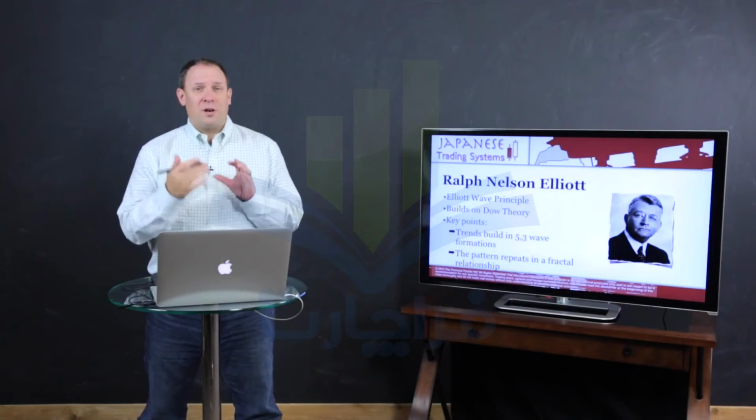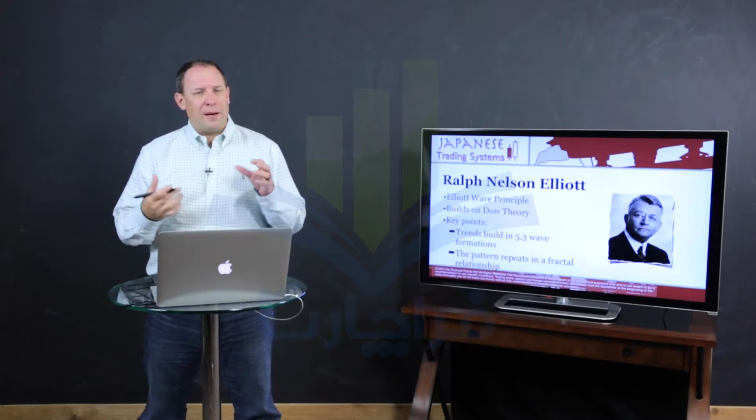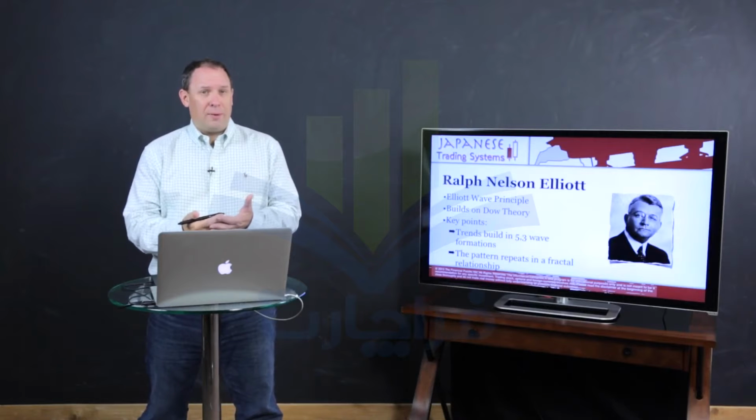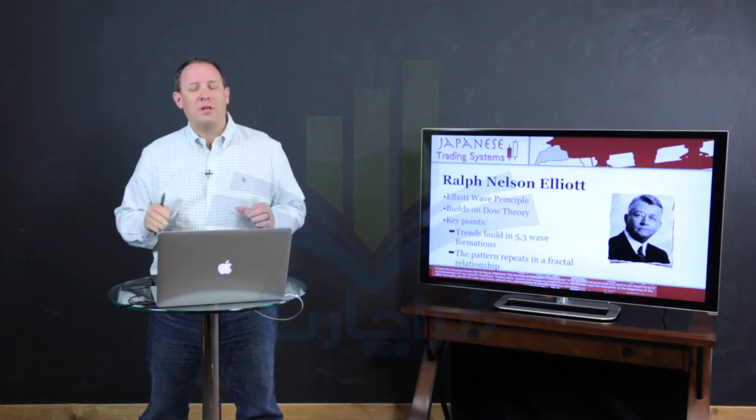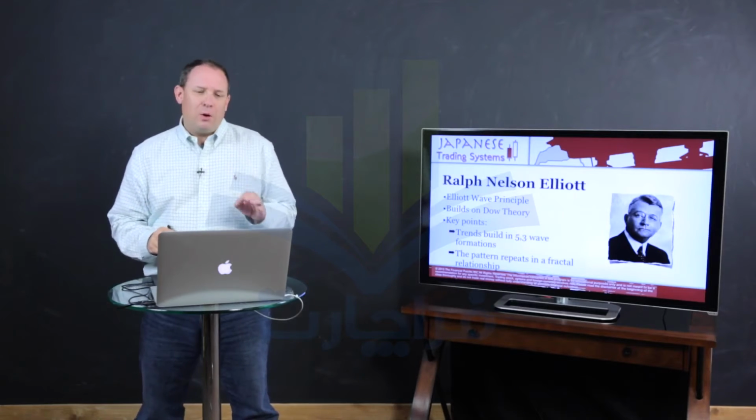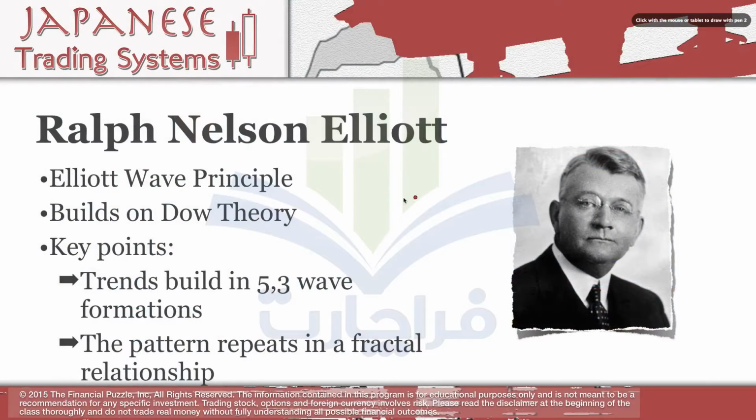So in the last video, we started the conversation of multiple time frames by understanding the theory that Charles Dow put out there with 3 levels of the trend. I want to go one step further, and we're going to talk about a guy named Ralph Nelson Elliott. Now, Ralph Nelson Elliott came along, and he's credited with what we call the wave principle. And what he did is he built upon the Dow theory of 3 levels of the trend.